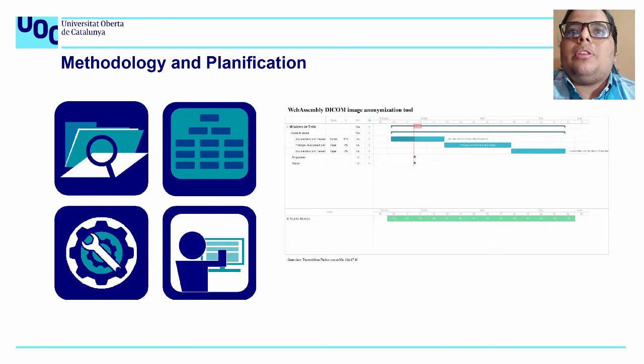The planification of this project, as we can see in the Gantt graphic, has three phases. An initial documentation phase that lasts for 4 weeks, the prototype and development phase that lasts for 5 weeks, and the final documentation that lasts for another 4 weeks.